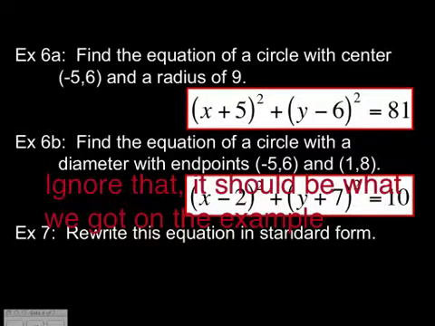This problem, finding the center and then the radius, gives us the equation x minus 2 squared plus y plus 7 squared equals 10.